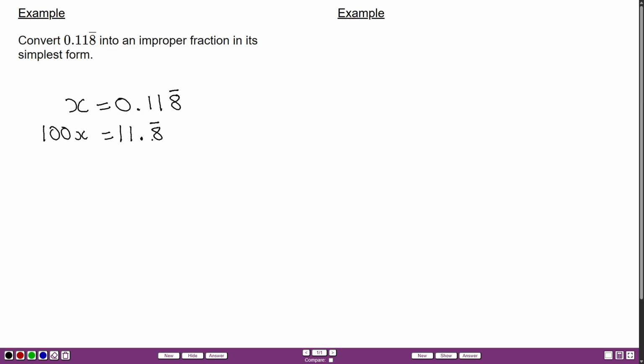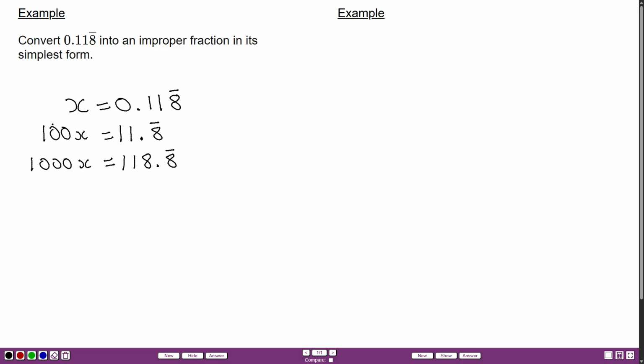Okay, I'm going to need another equation so I can subtract and get rid of the recurring part. So I can't do it yet because the 8's are in different positions. So if I multiply by 10 again, watch what happens. That gives me another equation with an 8 immediately after the decimal point. So when I multiply this by 10, I get 118.8 recurring. And now I'm in a position where I can do a subtraction so that these parts disappear.